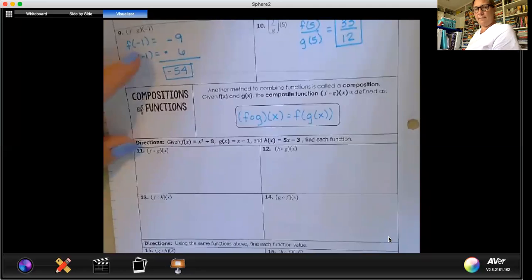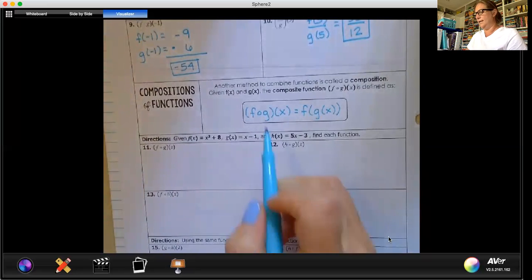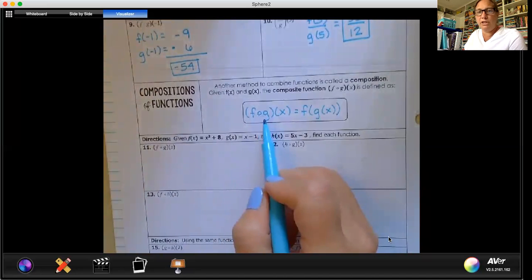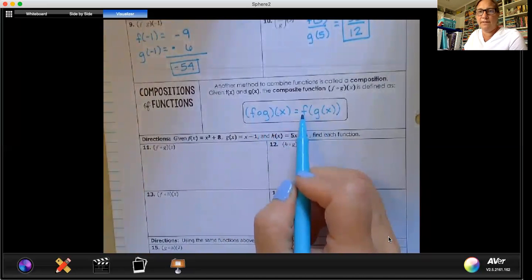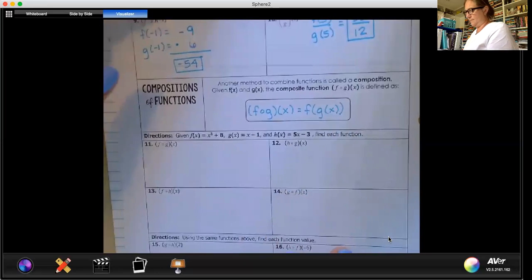So another method to combine functions is called composition. In a composition, you put one function inside of another function and simplify. A lot of students call this f o g. That's fine. f of g of x is also written as f composed with g of x. They mean the same thing. It's just two different ways to write it.